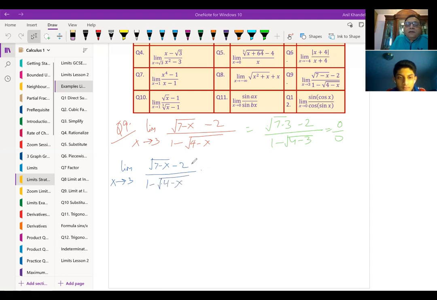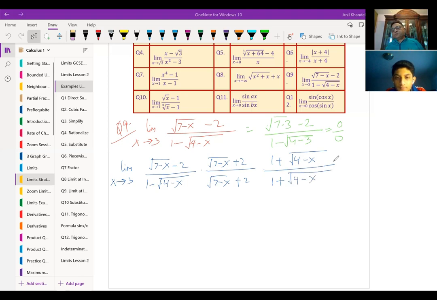So that means you multiply by the conjugate of the numerator, which is square root of 7 minus x plus 2 over square root of 7 minus x plus 2, and also the conjugate of the denominator, which is 1 plus square root of 4 minus x. Does it make sense to you? Yes, sir. Got it. So rationalize both numerator and denominator. Okay, so what do you get after this?